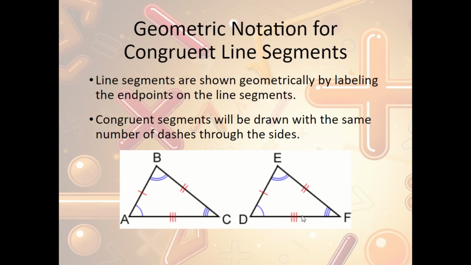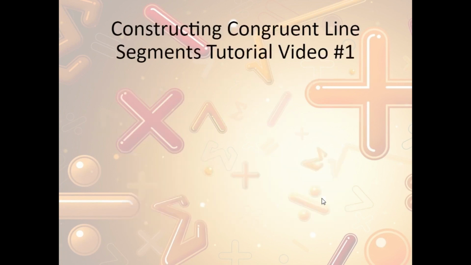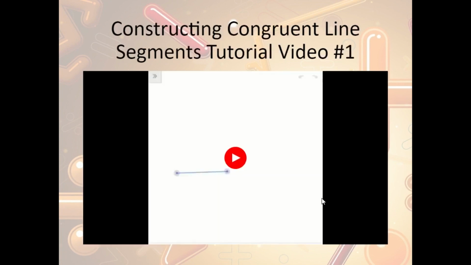So triple dash and triple dash are all congruent to each other. Now there's a video here that shows you how to construct congruent line segments using Desmos. So go ahead and watch that video now. Let's take a look now at how we can construct congruent segments using Desmos.